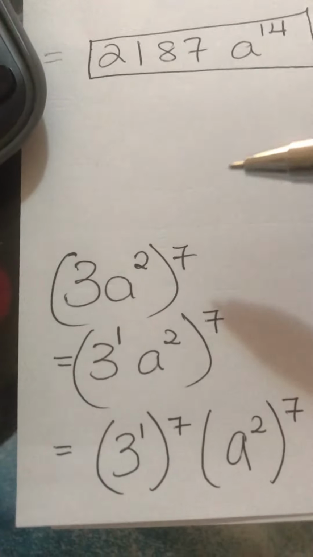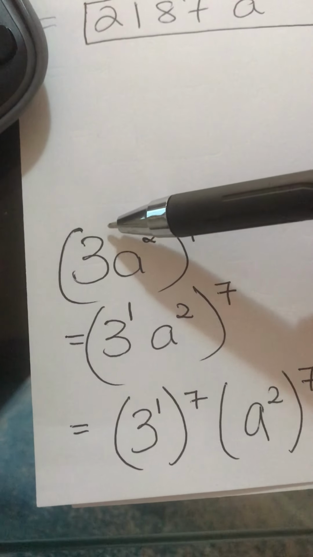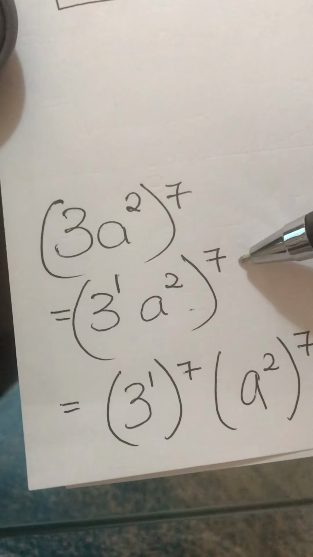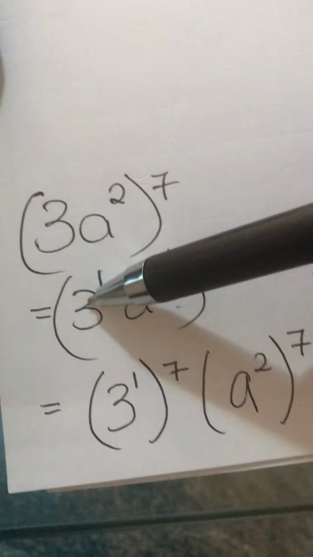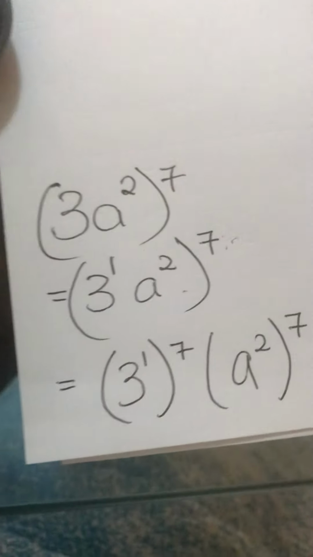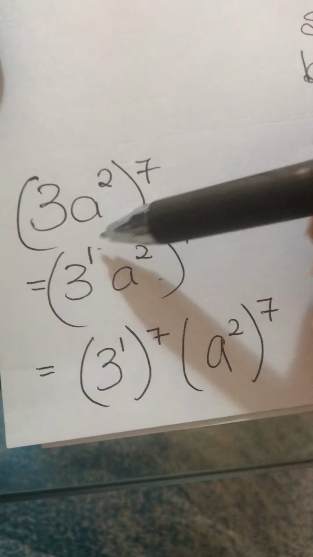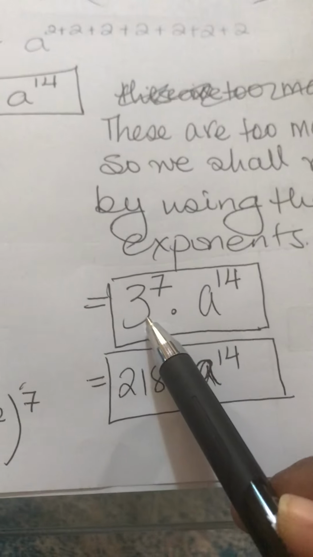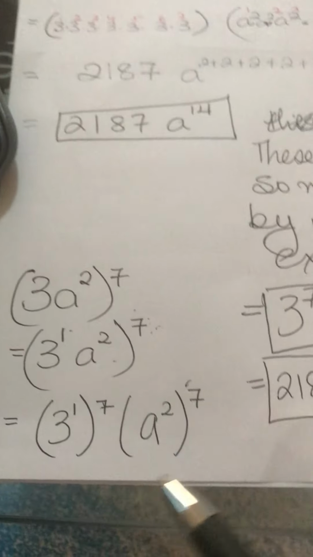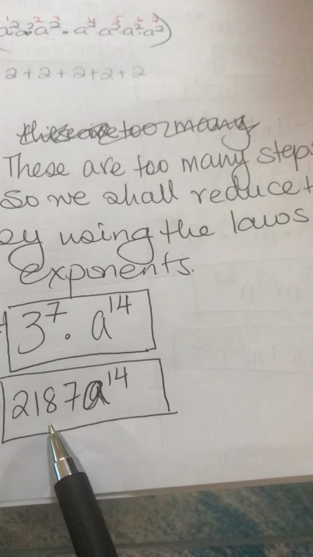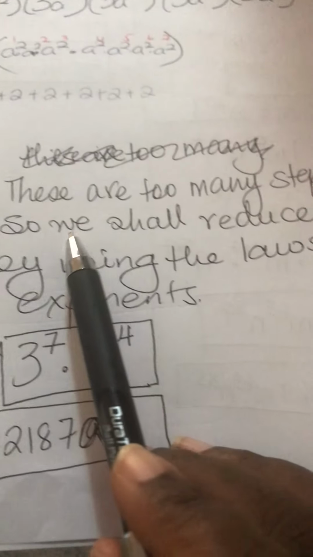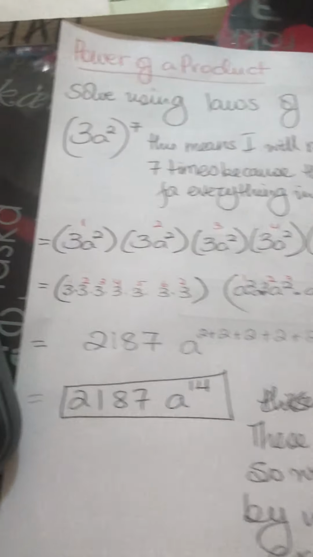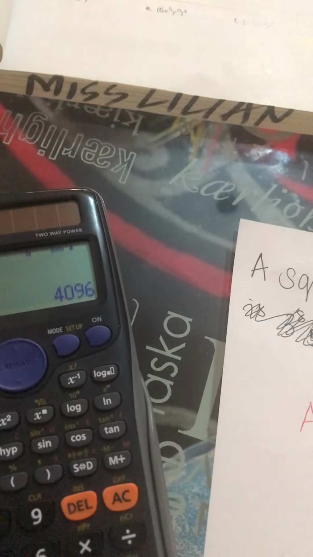Okay? So that is why we said everything in the bracket should have an exponent. If it doesn't, you write 1. And then whatever exponent is in the bracket, you multiply with the one that is outside the bracket. So 1 times 7 should be multiplied and 2 times 7 should be multiplied. And that's what I did, and I got the same answer with very few steps. So that's why I wrote these are too many steps, so we shall reduce them by using the laws of exponents. Okay? Now let's do some word problems.